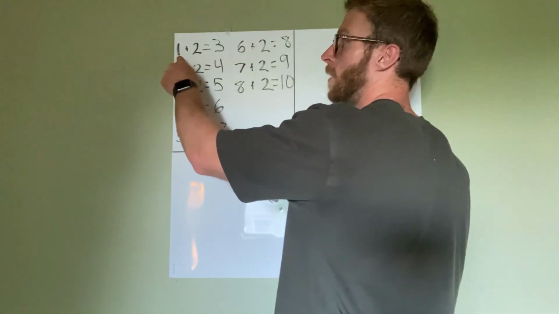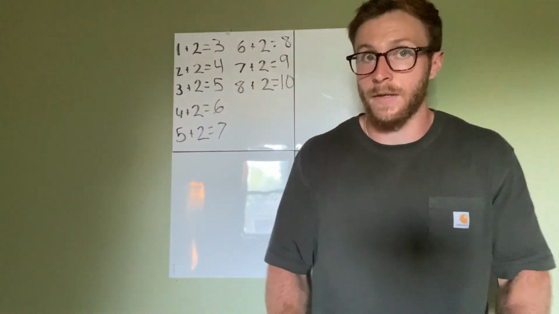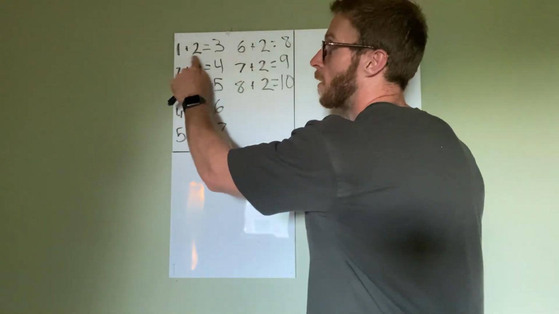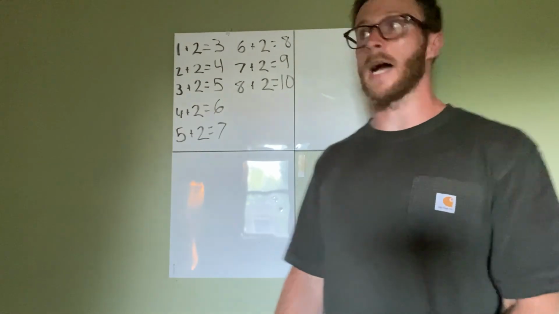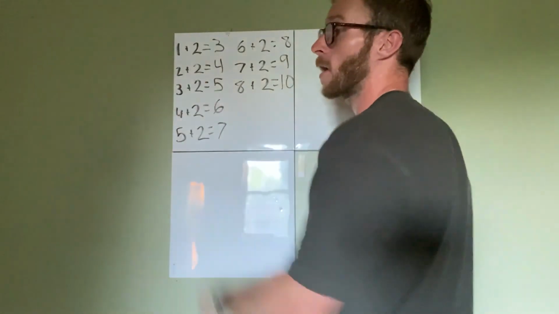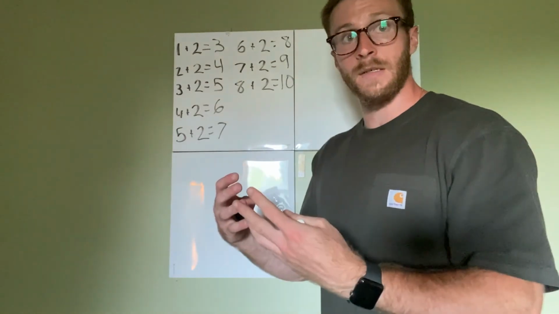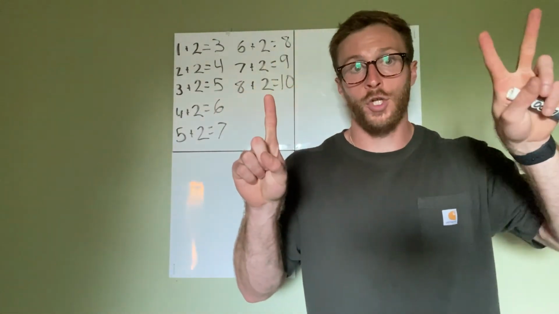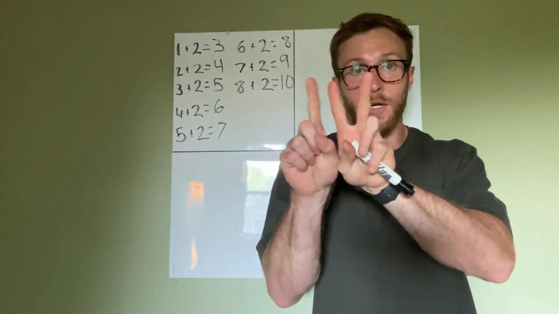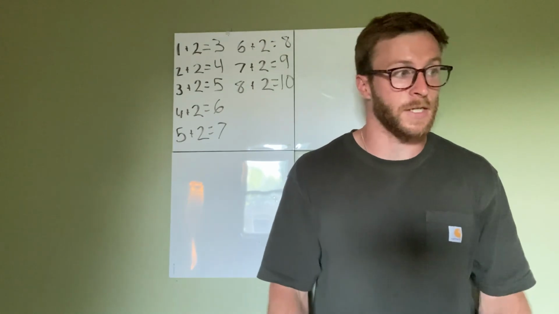How does 1 change into 3? What happens to it? How many do we add on to it? We added on 2. So that must mean the first number we started with, when we add on 2, the first number increases by 2. If you had 1 cookie and I give you 2 more, how many cookies do you have now? 1, 2, 3. You have 3 cookies.